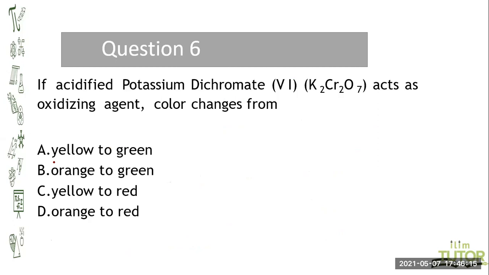Question 6 is that if acidified potassium dichromate(VI) acts as an oxidizing agent, the color changes from... This is just a white hat information. It's just a fact. There's nothing to think about. We know that it changes from orange to green. That's been given to you from the beginning. That color is not yellow, so we can cancel out yellow easily. So it changed from orange to green.